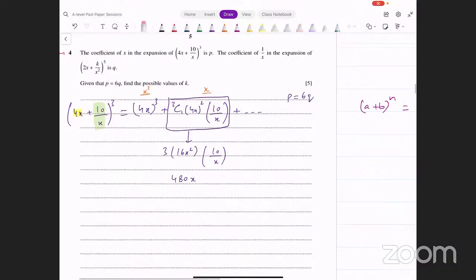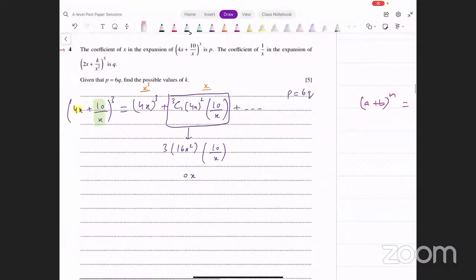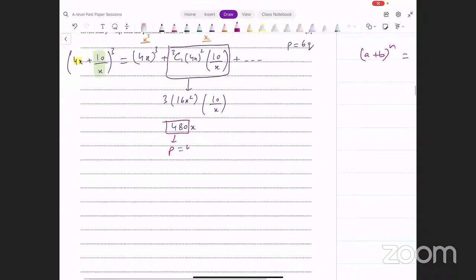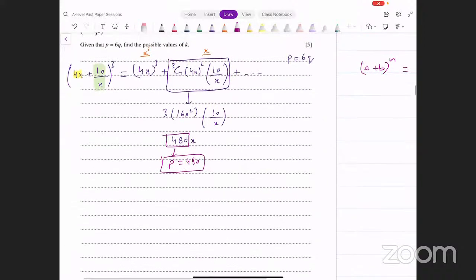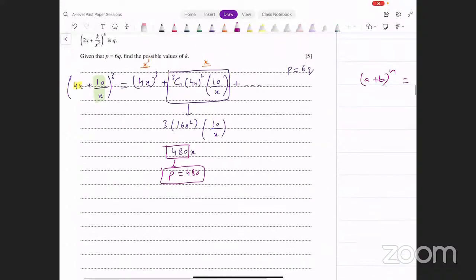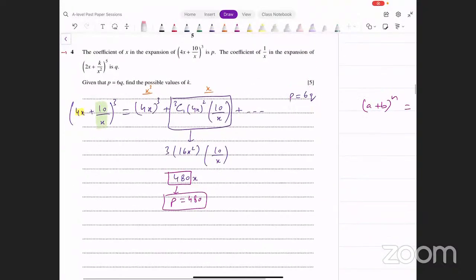ये आपके पास आ गया coefficient of x in the expansion of this. Coefficient of x आपके पास क्या है? It's 480. इसको आप क्या करोगे? इसको आप equate कर दोगे p से. This is the value of p. So p आपके पास क्या आ गया? p आपके पास आ गया 480. Is that okay? Once you've got the value of p, you can find the value of q as well because वो आपके पास relationship है p और q के दरम्यान में. Let's input this there in the other relationship, and that's going to give you q as well.